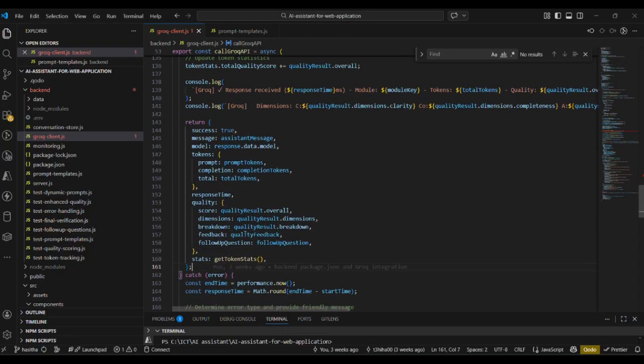Why I designed it this way: token tracking. We need to know how much the AI service costs. By tracking every token used, we can see patterns and optimize costs.